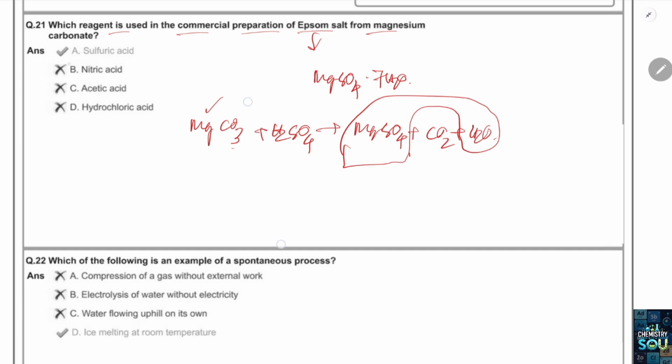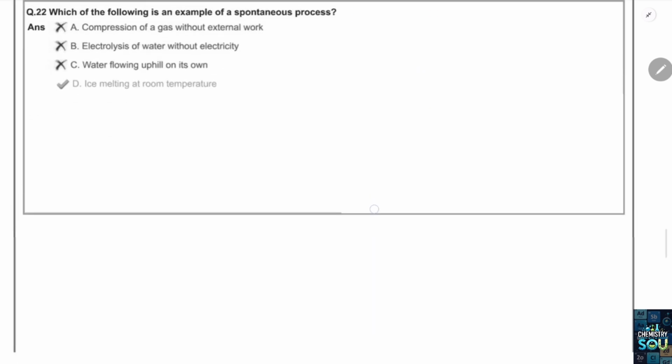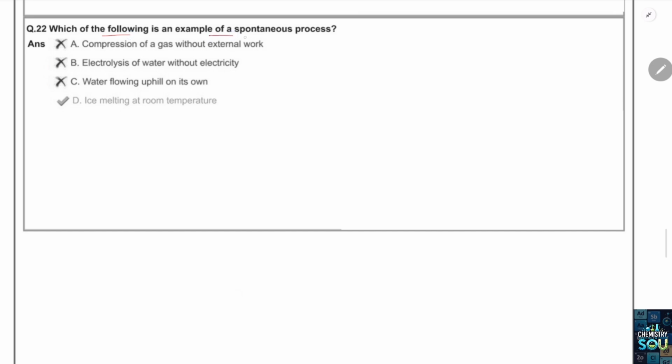So the correct answer will be sulfuric acid. Which of the following is an example of a spontaneous process? The first option is the compression of a gas without external work. The gas is compressing, but the nature of a gas is to expand, because if we put a gas in a volume, it will expand throughout the cylinder. So this is not a spontaneous process.